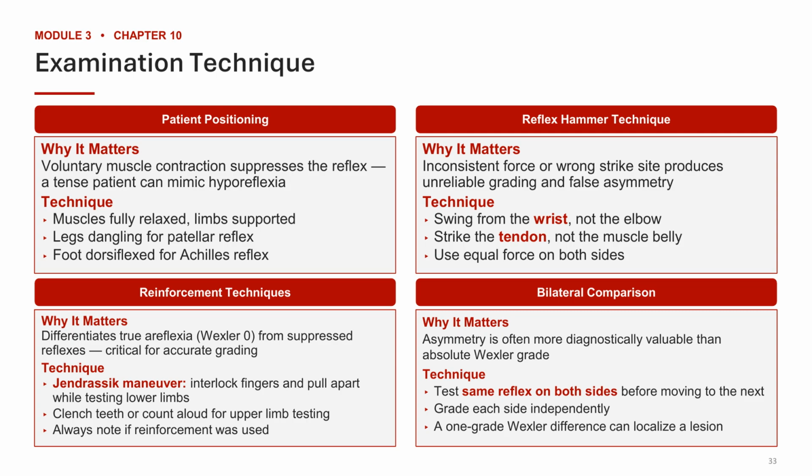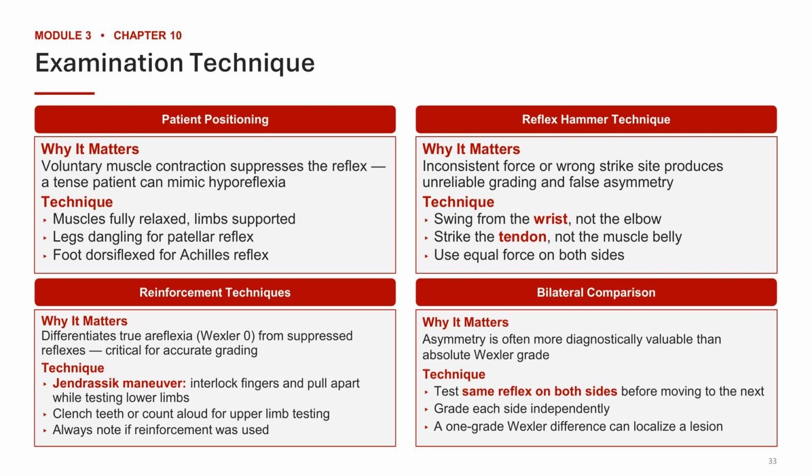Reinforcement: why it matters. This is how you distinguish a truly absent reflex from a merely suppressed one. What to do? The Jendrassik maneuver for the lower limbs. The patient interlocks the fingers and pulls apart while you test. For the upper limbs, have them clench the teeth or count aloud. And the physiology is exactly what we covered with the gamma loop. Reinforcement raises motor drive and removes cortical suppression, turning the gain back up. Always document that you used it.